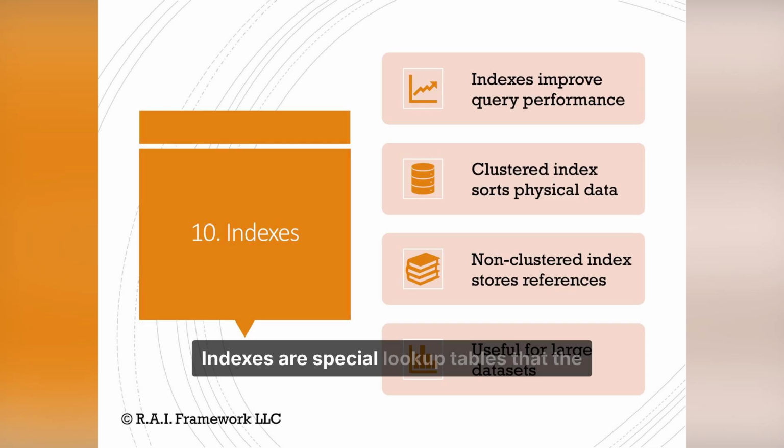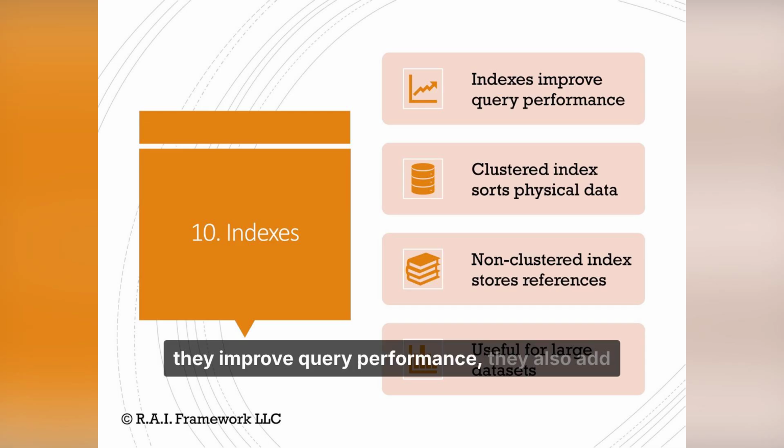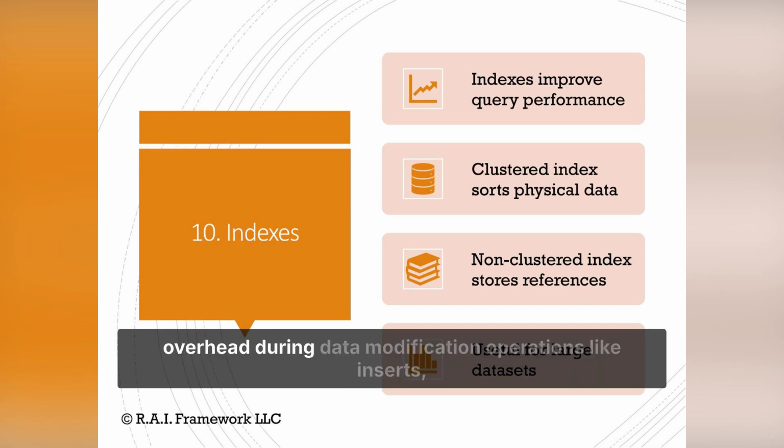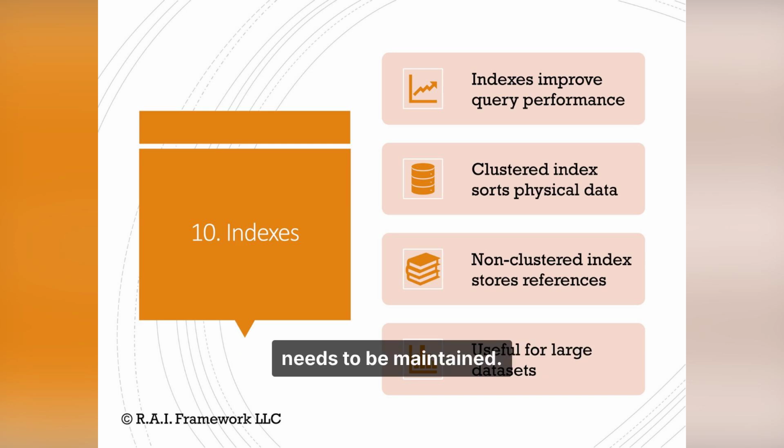Indexes are special lookup tables that the database search engine can use to speed up data retrieval operations. Think of them like the index in a book. They allow you to quickly find specific information without reading the entire book. While they improve query performance, they also add overhead during data modification operations like inserts, updates, and deletes, as the index itself needs to be maintained. There are two main types, clustered and non clustered.